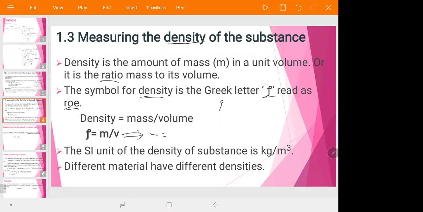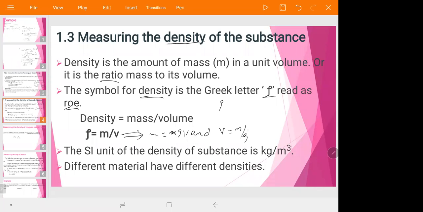From this equation, mass is equal to, you multiply crisscross again, mass is equal to? Density times volume. Yes, thank you, Barakat. Mass is equal to density times volume, and from this, volume is equal to mass divided by density. Mass over density.